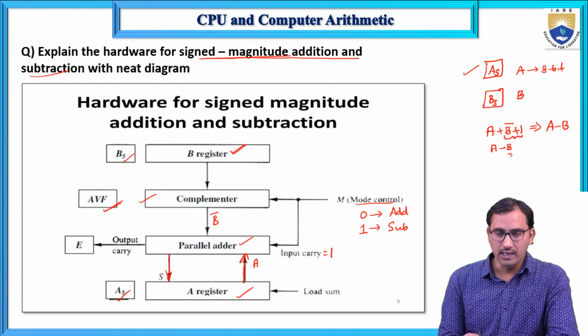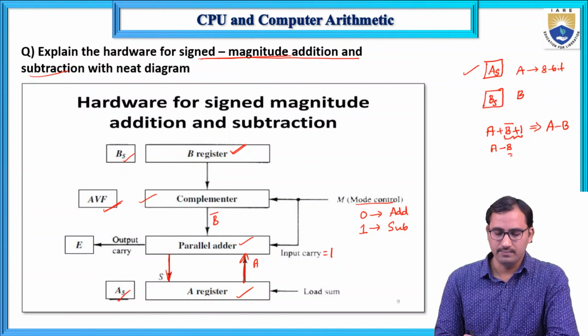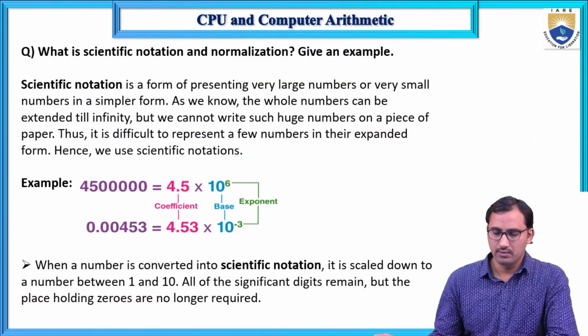And then if there is any carry, then the output carry will be equal to 1. But in the subtraction, the carry will not occur. Okay, so this is the hardware implementation for the sign and magnitude addition and subtraction.